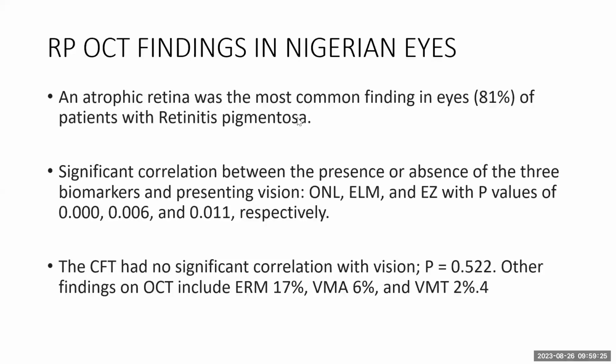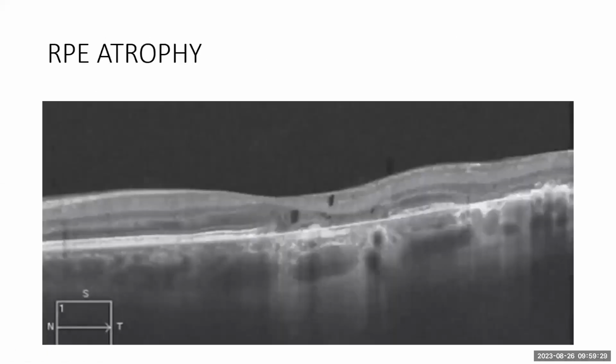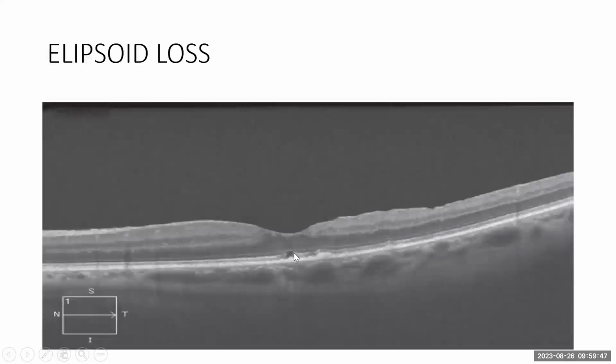So we've used almost all our time, but I'll point out a few more things, then we go. So this patient has RPE atrophy. If you look, the RPE is reduced, but you also see that the other lines are distorted. ELM distorted, ellipsoid distorted, okay? Now, in this patient, you have an ellipsoid loss. This hypo-reflective spot here is an ellipsoid loss, okay?